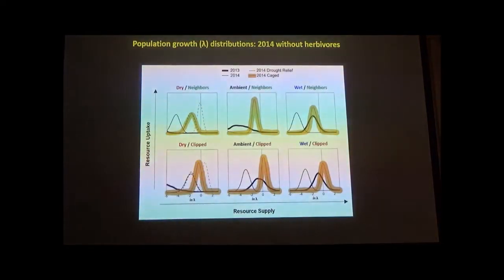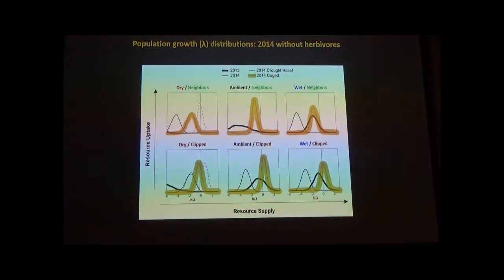And then the last thing to point out here, in 2014, we decided to add drought relief. So starting in the middle of the summer, we added water to our droughted plots to just help them out a little bit. And that's what these are over here. And these ended up being some of the highest growth rates of all, almost the most invasible, were the droughted plots that were then relieved from drought.